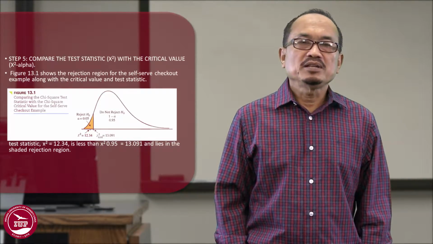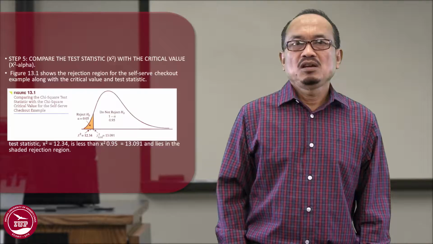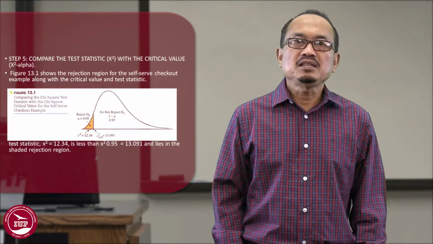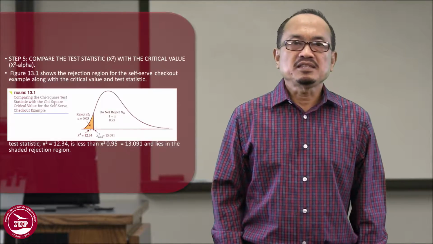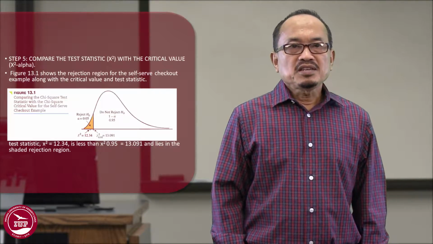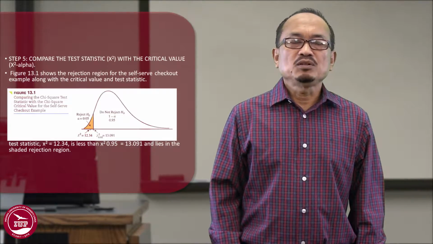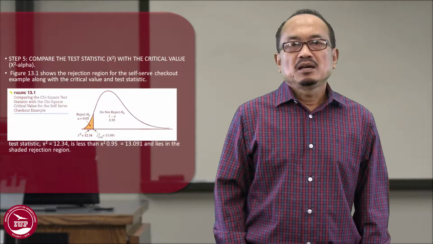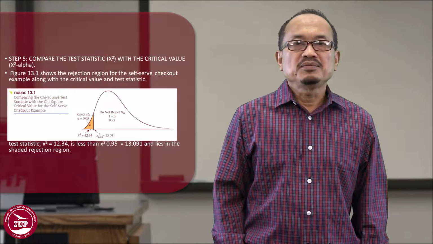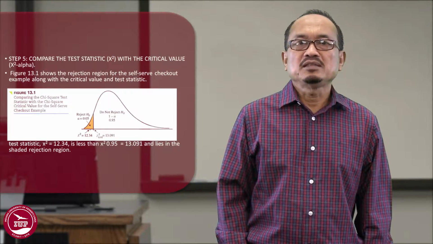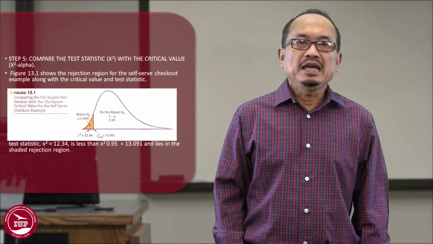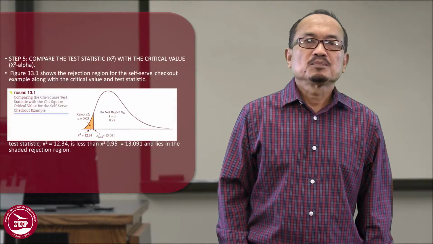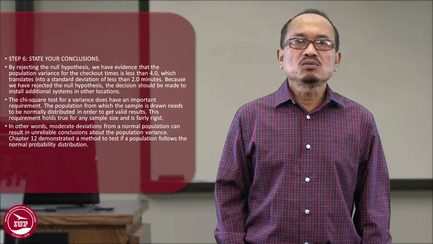Step 5. Compare the test statistic x squared with the critical value x squared alpha. Figure 13.1 shows the rejection region for the self-serve checkout example along with the critical value and test statistic. The test statistic x squared is less than x squared 0.95, equal to 13.091, and lies in the shaded rejection region.